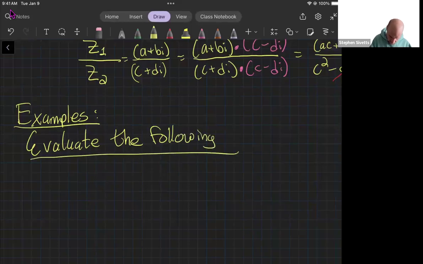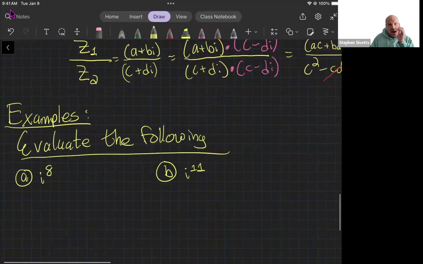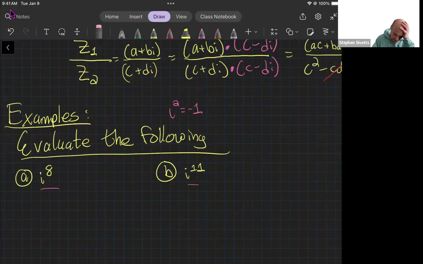Let's first evaluate the following: part A is I to the 8th, and part B is I to the 11th. Since I squared is equal to -1, we're going to use some modular arithmetic to figure out what these quantities equal.